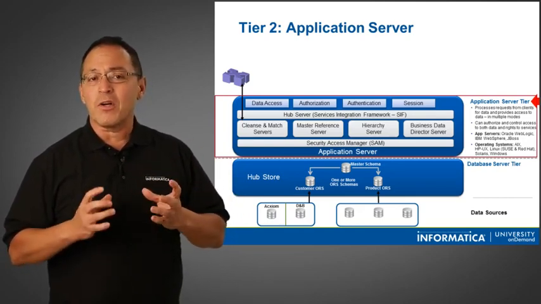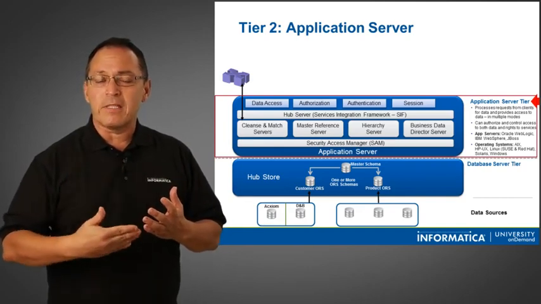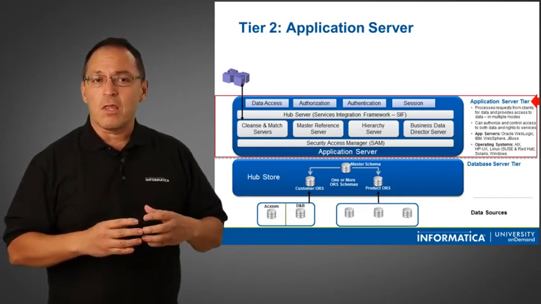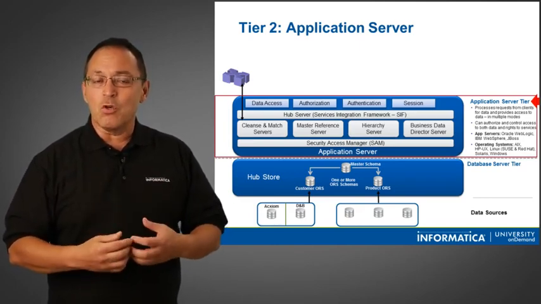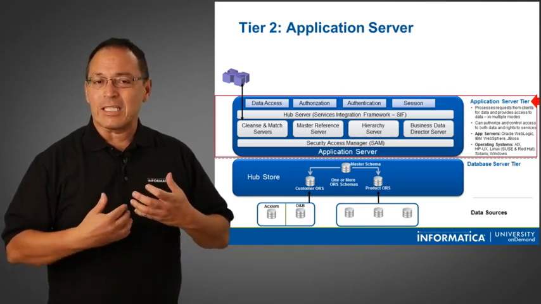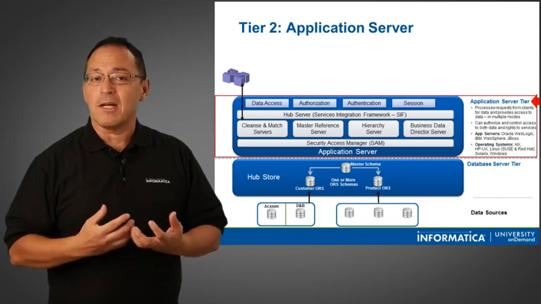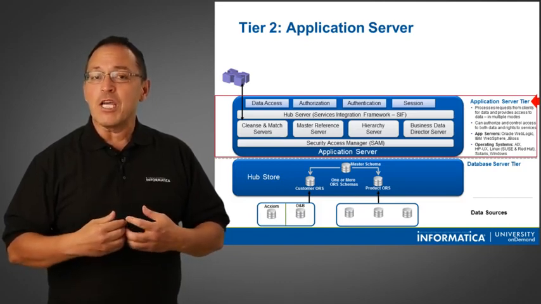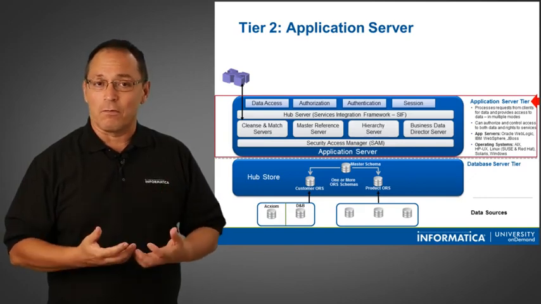What do they do? Well, the cleanse server cleanses data. We're going to see in other demos and throughout the other modules that when you bring in raw data, you may want to standardize it. You may want to change it, concatenate, make uppercase, cleanse addresses, etc. That is called cleansing. The object that does that is the mapping. The object that executes the mappings is the cleanse server.